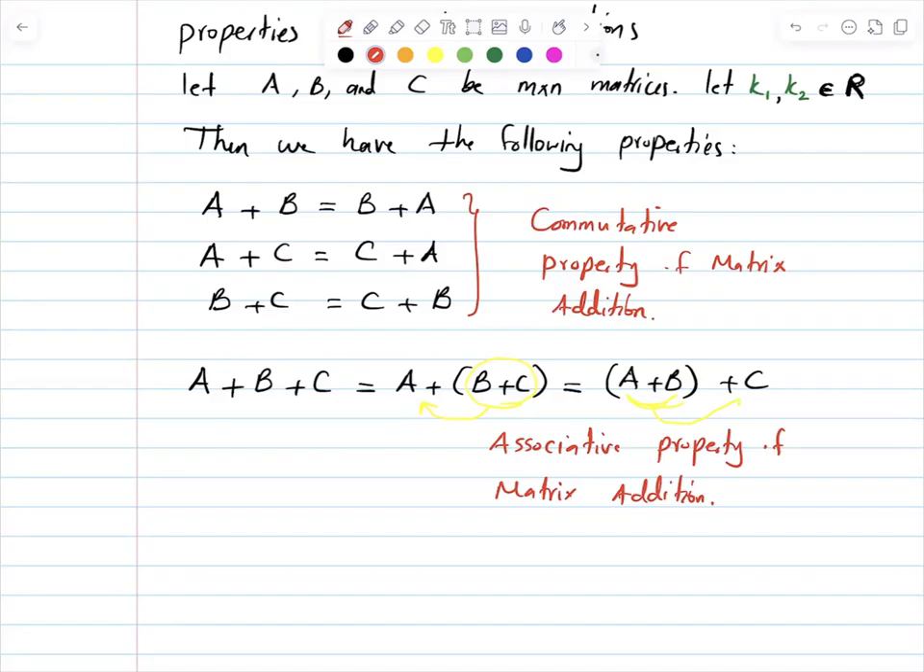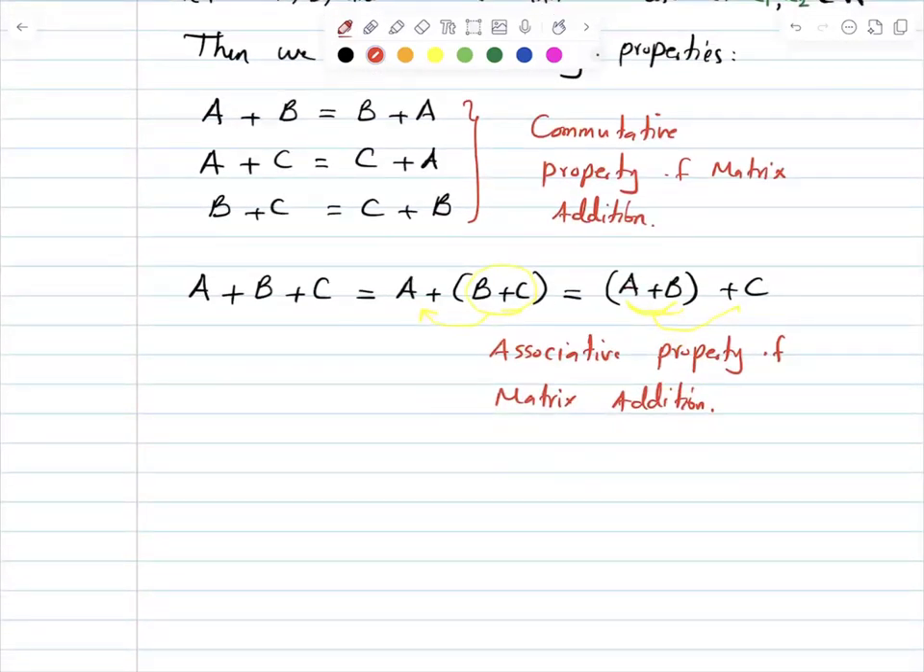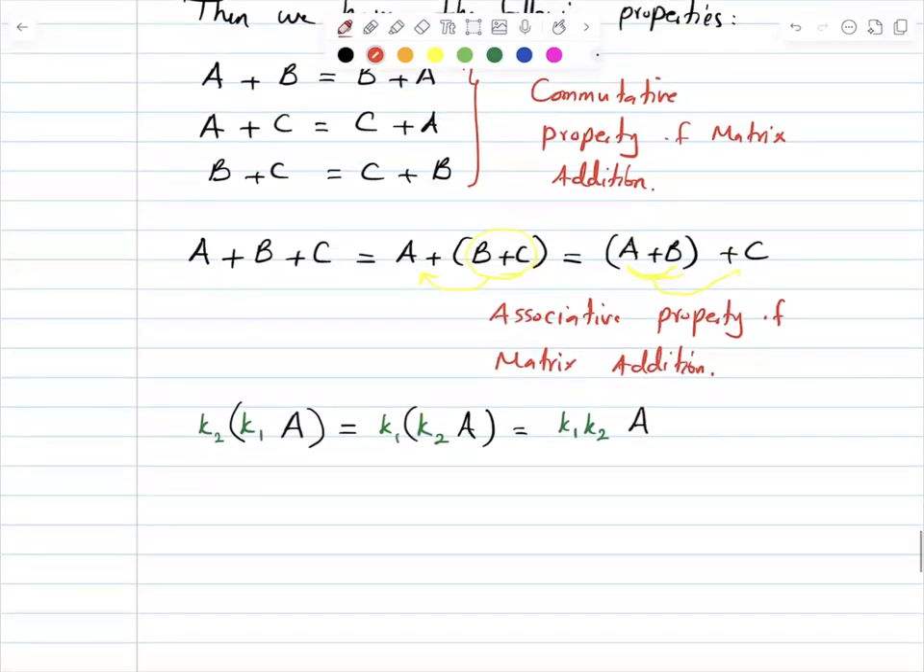What else can we do? If you find the scalar multiplication, like if you multiply matrix A by k1, and then find the scalar product by k2, it is exactly the same as finding the scalar product between k2 and A, then the scalar product with k1. This is basically the associative property of multiplication. And finally, you can group these together as well. You can find k1 times k2 and then multiply that by matrix A. So we have associative property of scalar multiplication.